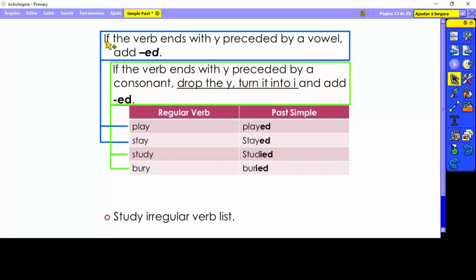For example, in this case here, play, right? We got a vowel here, so turns into played. Stay, stayed. But when you have a consonant before y, like study, you should drop y and add ied. Carry, another consonant before y, so you should drop y and add ied.